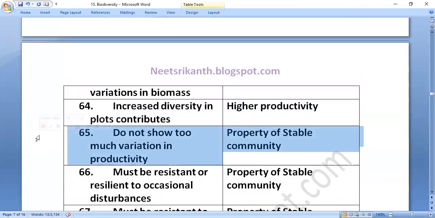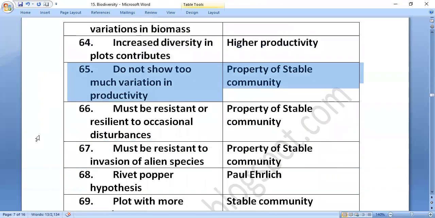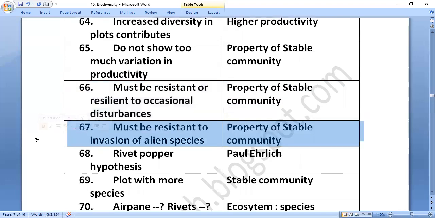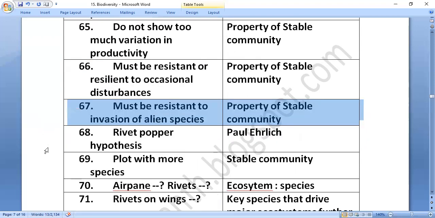A stable community does not show too much variation in productivity. It must be resistant or resilient to occasional disturbances. It must also be resistant to the invasion of alien species. These are the properties of a stable community.